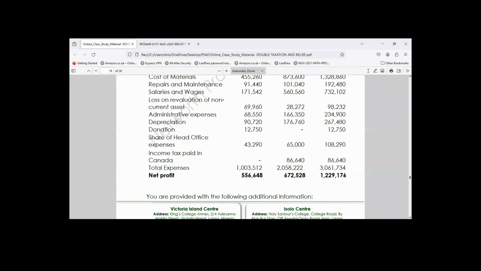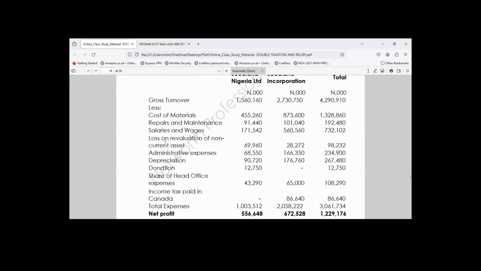If you go to the expenses items, number one, the disallowable expense that we have is loss on revaluation of non-current assets. When you revalue non-current assets, it's a disallowable expense. Depreciation too is disallowable.